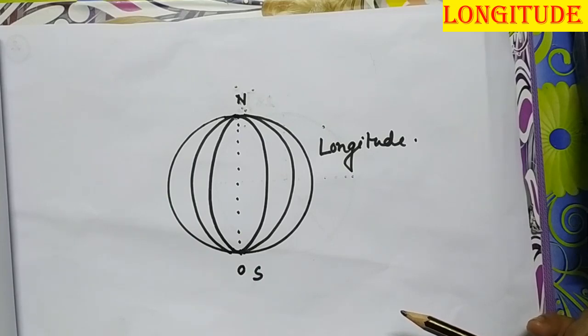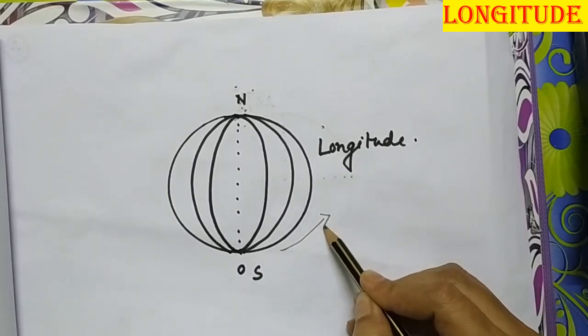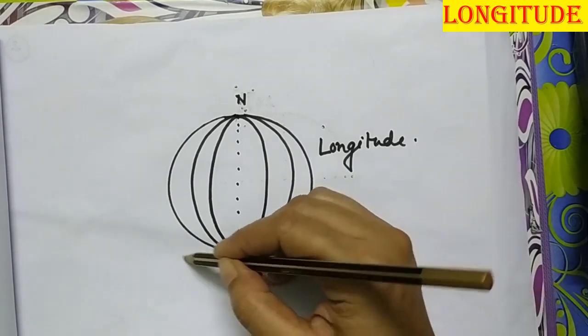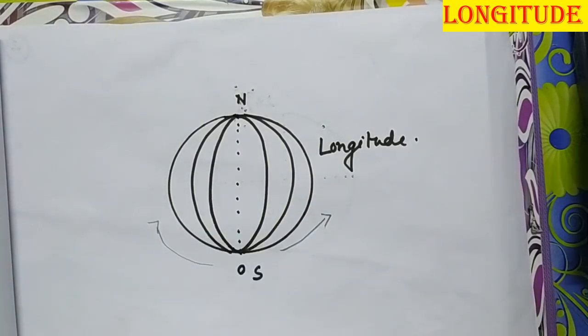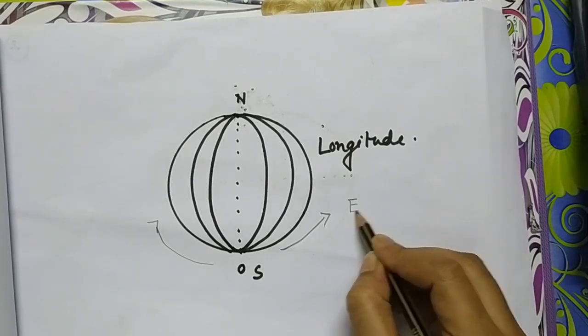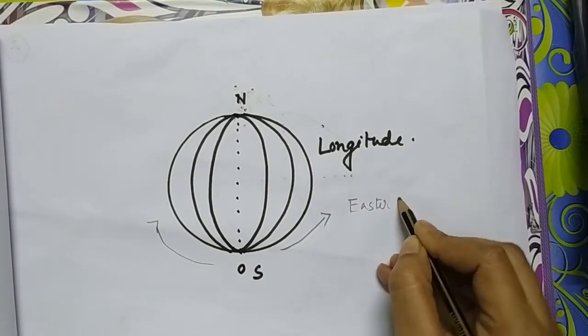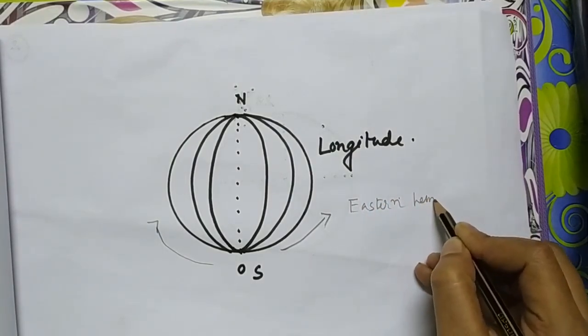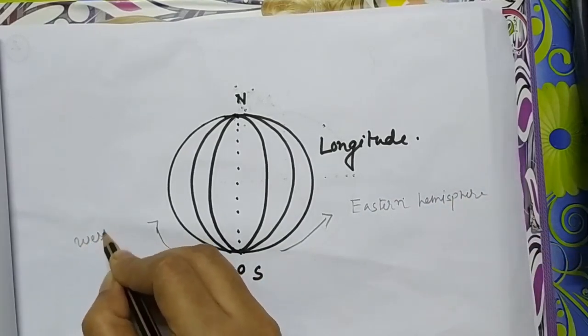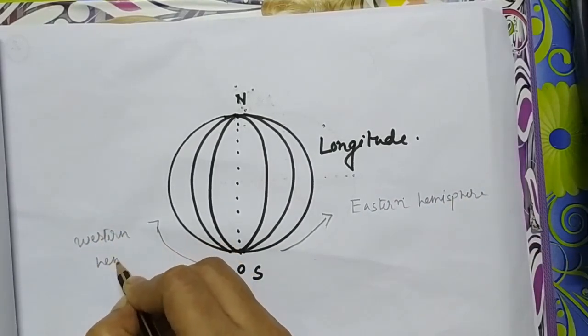There are 360 degrees of longitudes in all. 180 degrees of longitudes are located on the eastern side and 180 degrees of longitudes are located on the western side. So the 0 degree prime meridian also divides the earth into two equal halves, the eastern hemisphere and the western hemisphere.